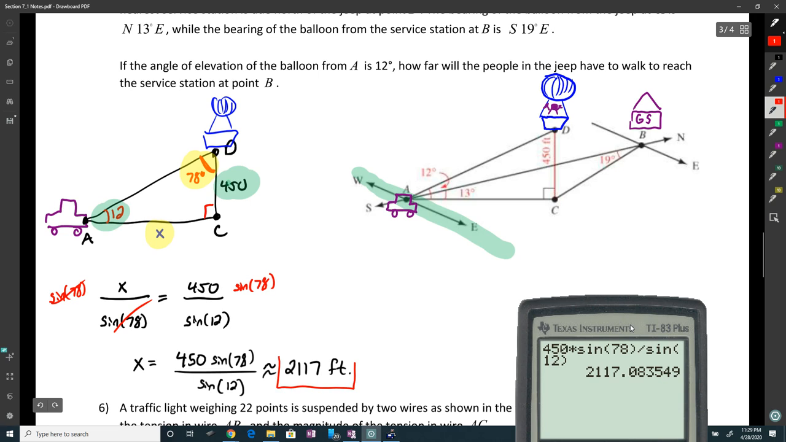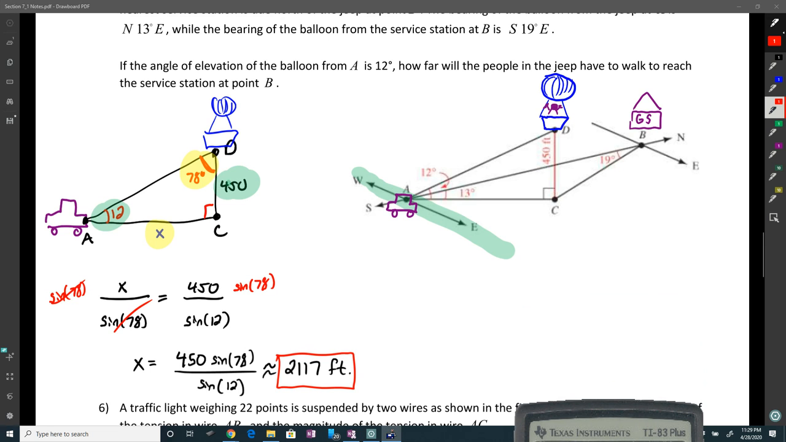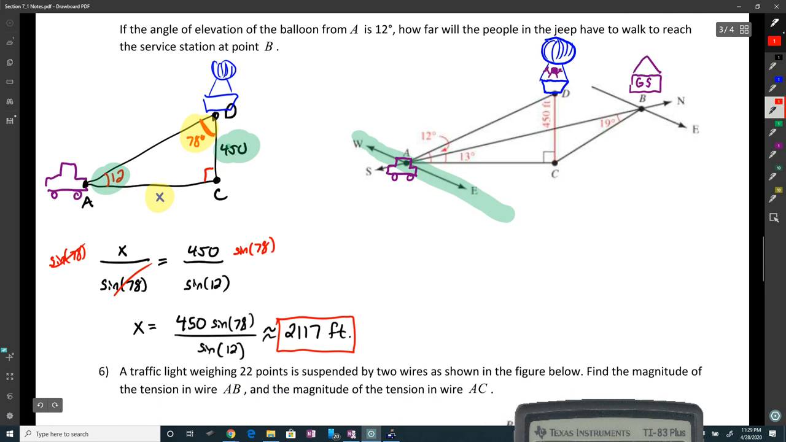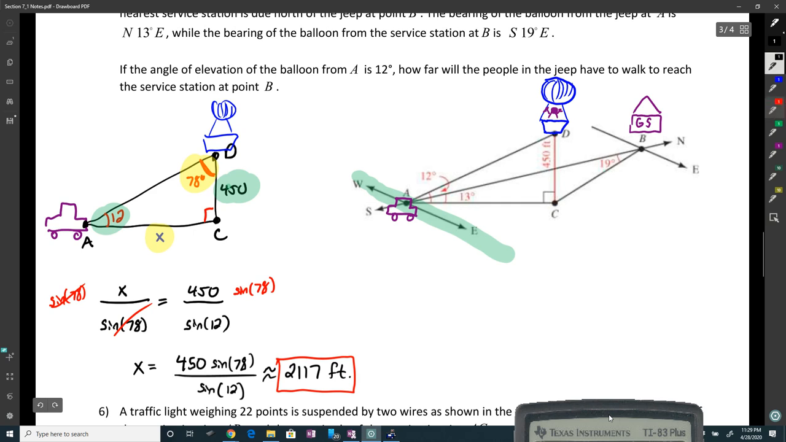Again, on the homework, it'll tell you how much to round to. The problems in the textbook usually don't say, so. All right, so I have 2,117 feet. So that's what this is right here. Okay. Now notice that we're pretty much done because now I can look at the other triangle.